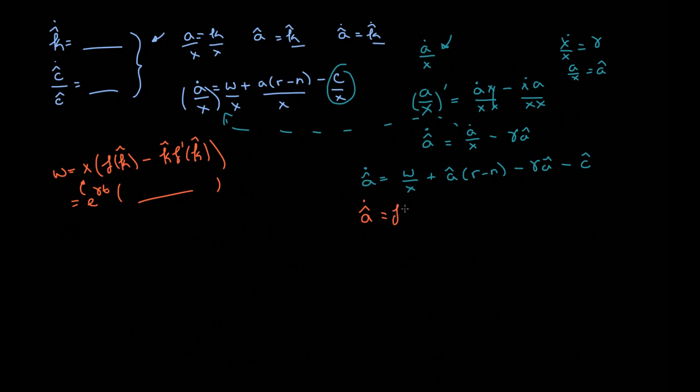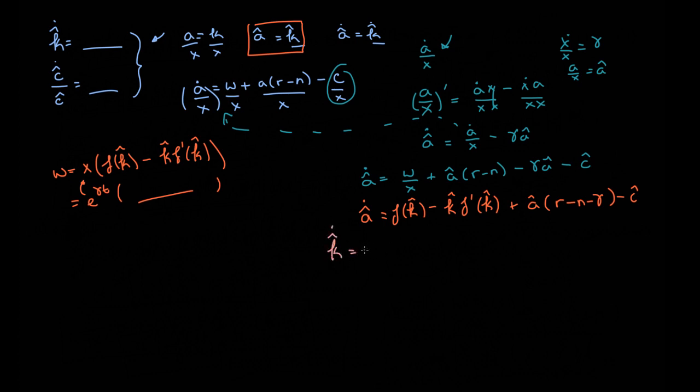So what we're going to end up with is a hat dot, the x's cancel, a hat dot equals f of k hat minus k hat f prime of k hat, and then to that we add, let's put these terms all together, a hat times r minus n minus gamma, minus c hat. Now we're going to use our little trick up here that a hat is equal to k hat. So let's change everything. I'll even change the color since we're changing everything. This beautiful salmon color. K hat dot is equal to f of k hat minus k hat f prime of k hat plus k hat times r minus n minus gamma, minus c hat.